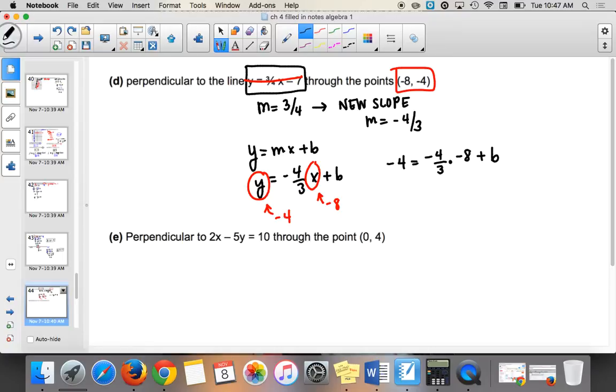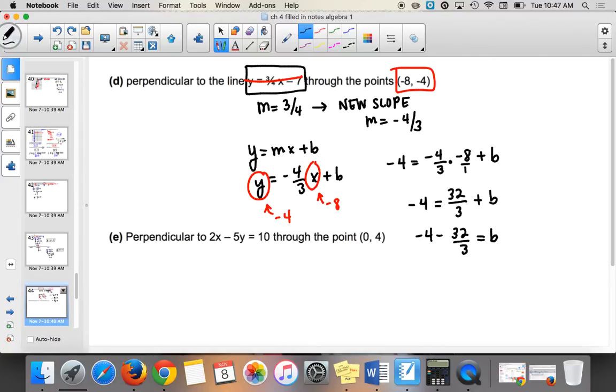All right, so here we go. So -4/3 times -8. So let's put -8 over 1. We get 32/3, right? So if I'm solving for b, I need to find -4 minus 32/3. Ooh, kind of hard. Any ideas on what I do? Ryan, do you have any ideas? Pretty good with fractions. Xavier, what do we think? How do I find -4 minus 32/3 without using a calculator?